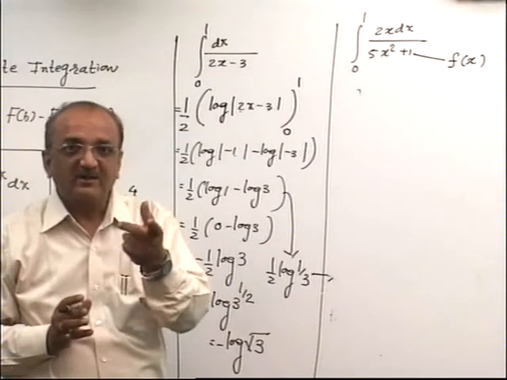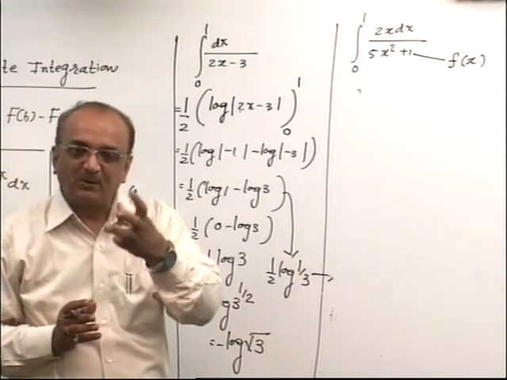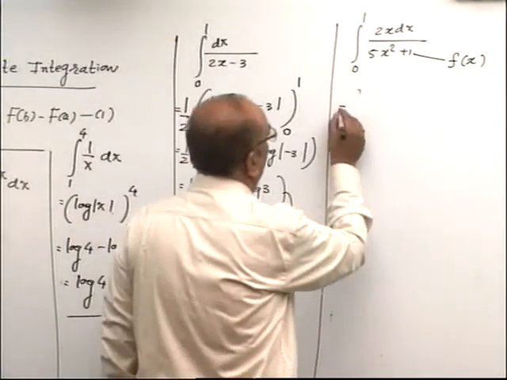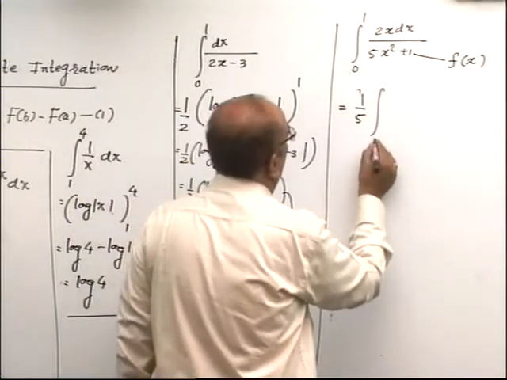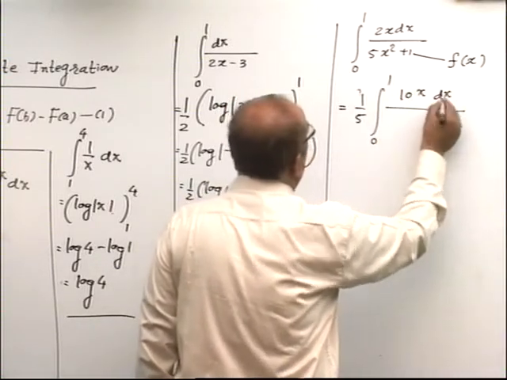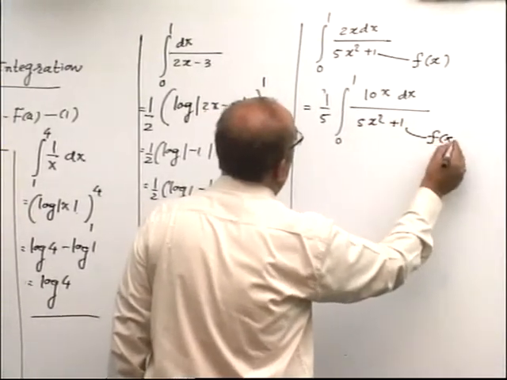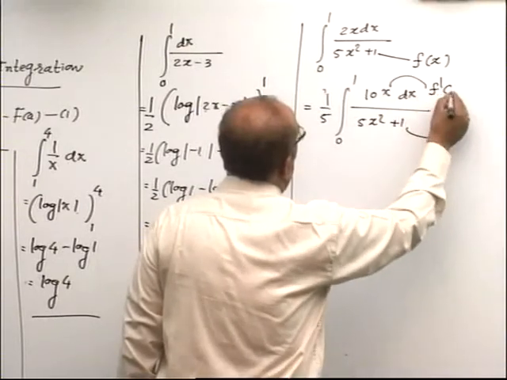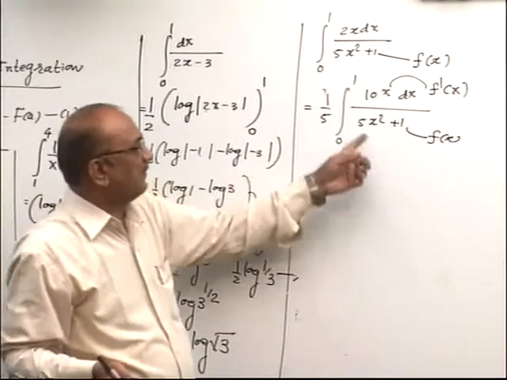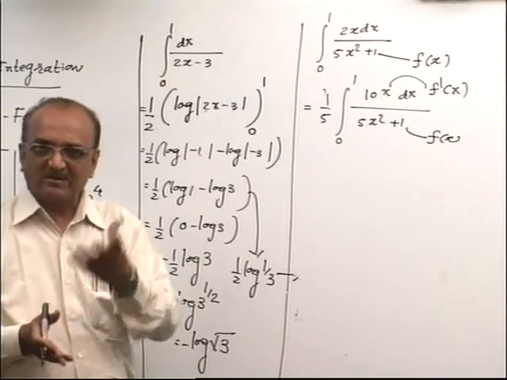It is given? No. What is given in the numerator? 2x. For creating the step of 10x, you can multiply and divide by 5. So x dx upon 5x square plus 1. This is f(x), this is to be f'(x). This is the clear formula we have: integration of f'(x) upon f(x) dx is equal to log mod f(x). You may multiply and divide, right?